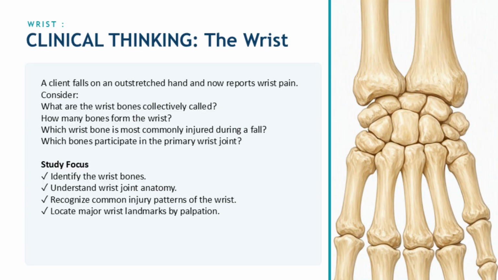Think about how pain, swelling, and limited movement might affect daily activities. Clinical reasoning involves connecting anatomy to mechanism of injury and functional limitations. Having completed our regional review of the body, let's bring all of the major concepts together.